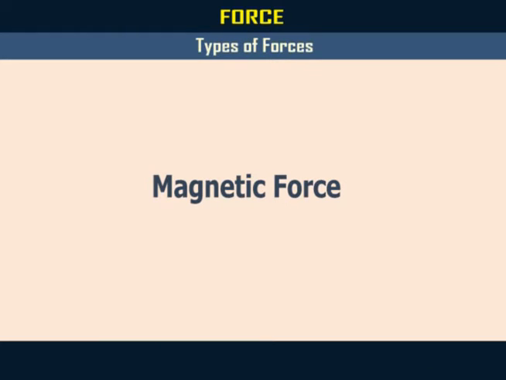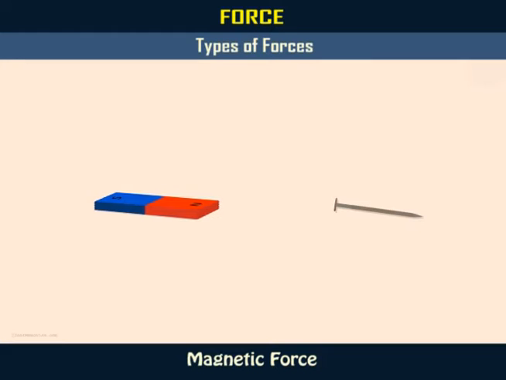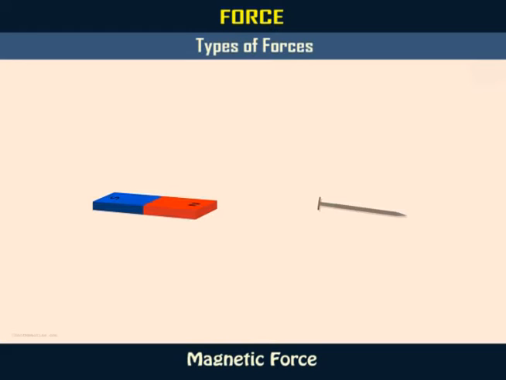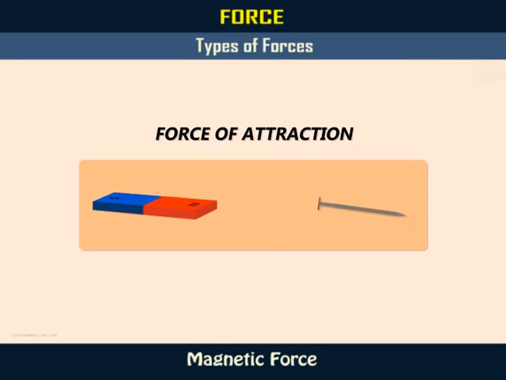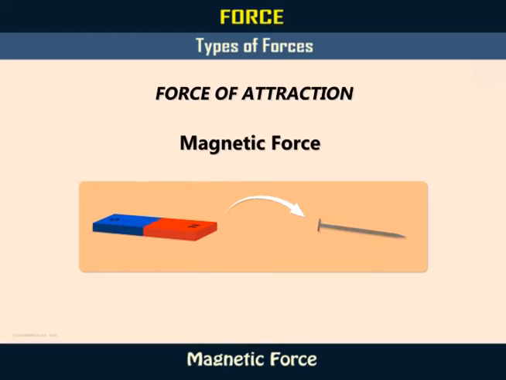Next is magnetic force. Now, consider a bar magnet on your screen. When we bring it closer to an iron nail, at some point the nail moves towards the magnet and sticks to it. It remains there until we manually separate them. This happens because there is a force of attraction that binds the magnet and the nail. This force is applied on the nail by the magnet, and hence it's called a magnetic force.